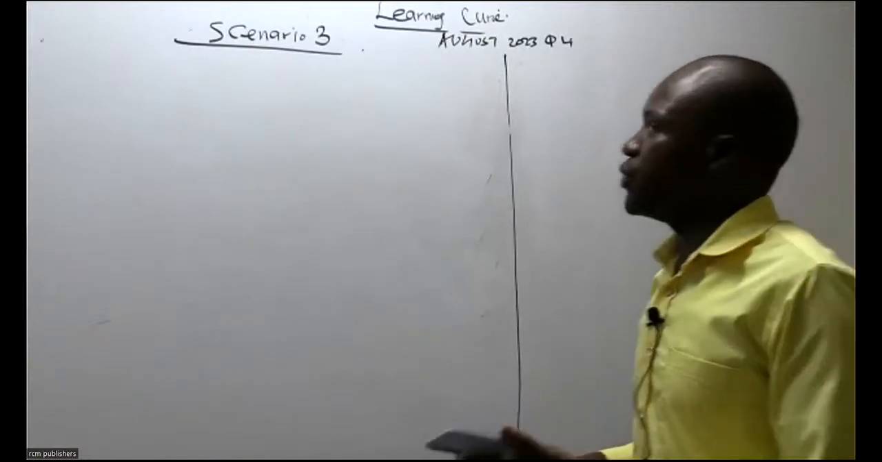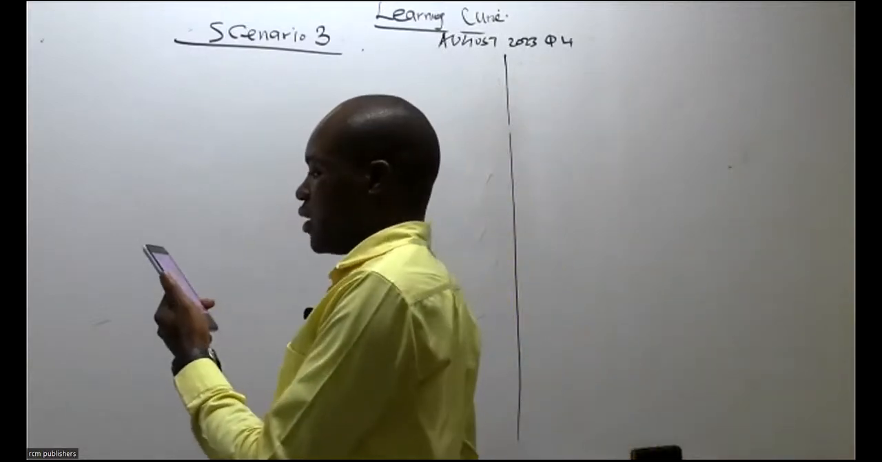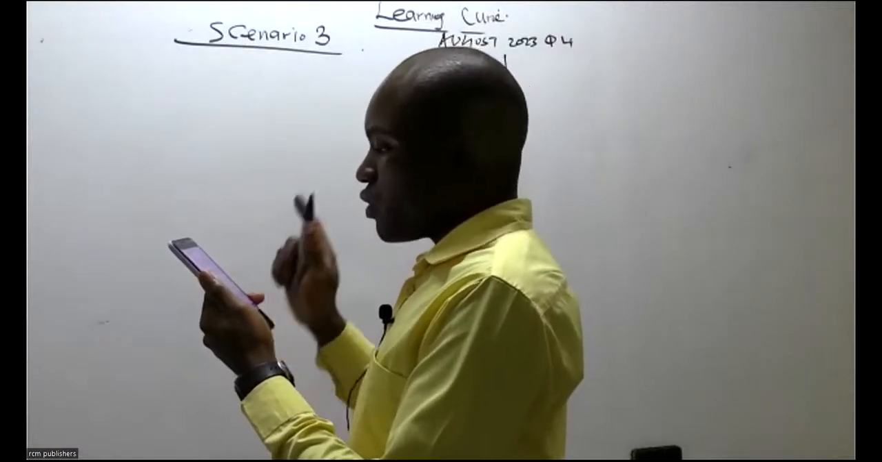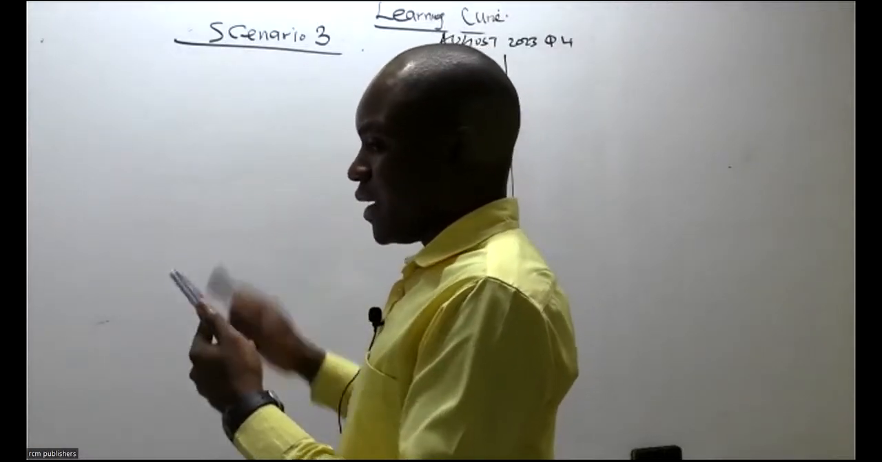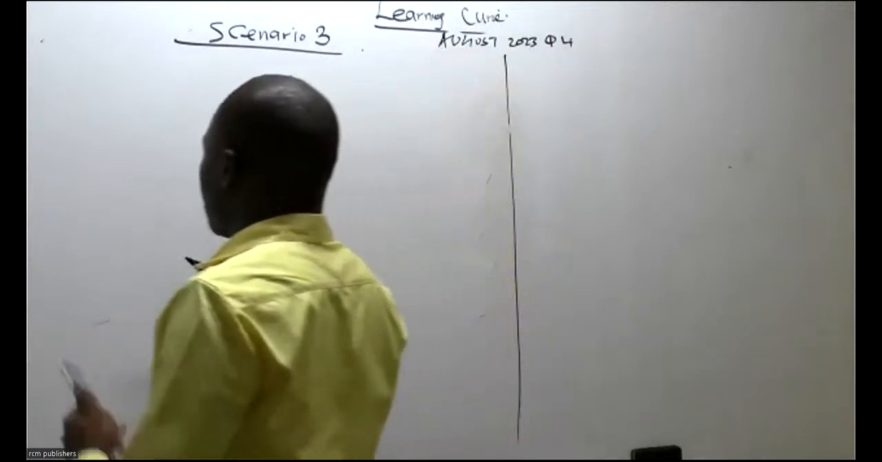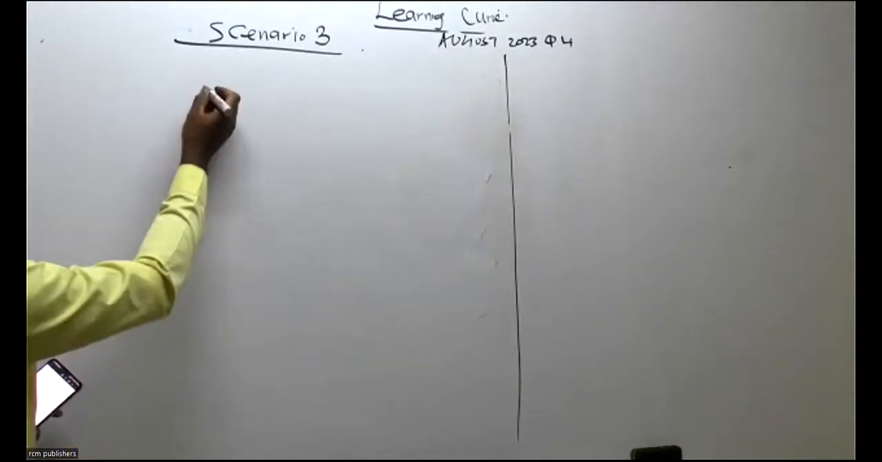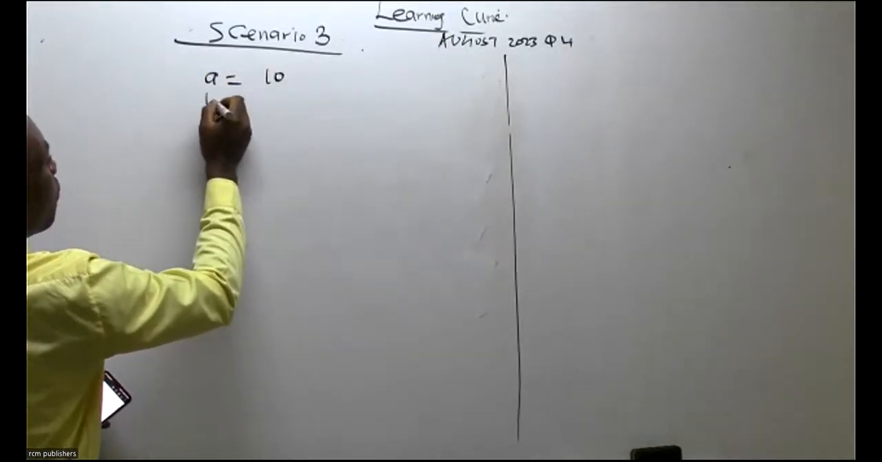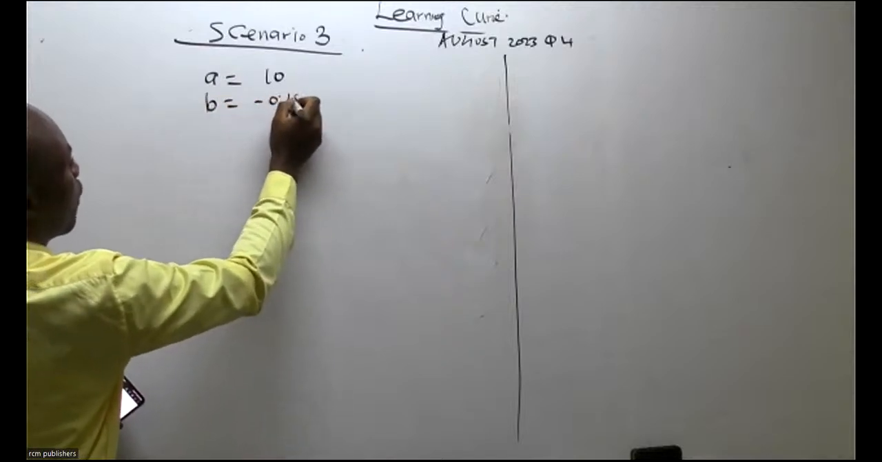So let's come to scenario number 3. What are they doing? To assemble and deliver 13 buses without overtime and deliver 2 buses later. Sasa hapa kuna overtime. They want to deliver 13 buses. Our A is equal to 10. Our B is equal to negative 0.1520.